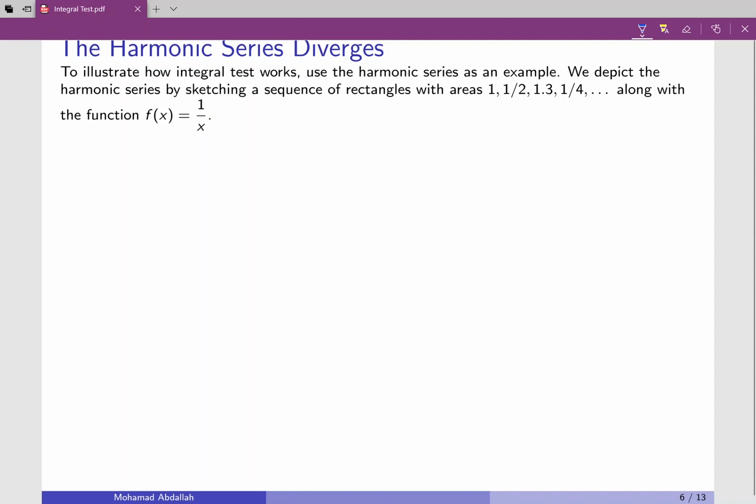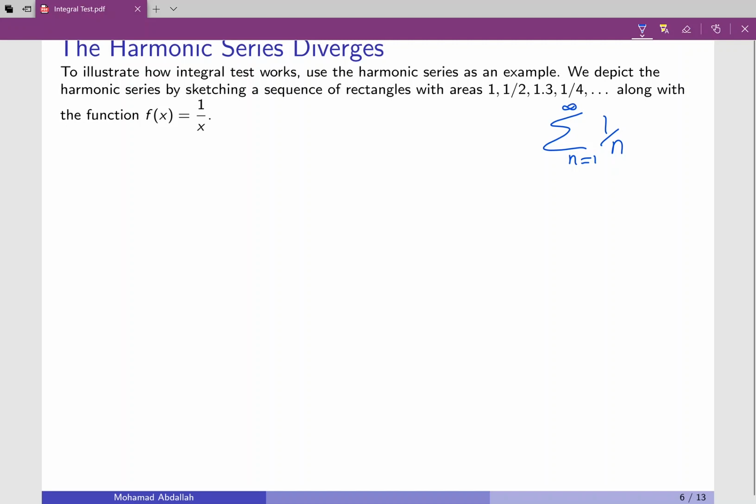In this section, we'll discuss the integral test. To see how the integral test works, we will see an example of the harmonic series and see how this applies and how this is related to the integral. So the harmonic series is the series that's defined as the sum of 1 over n from n equal 1 to infinity.